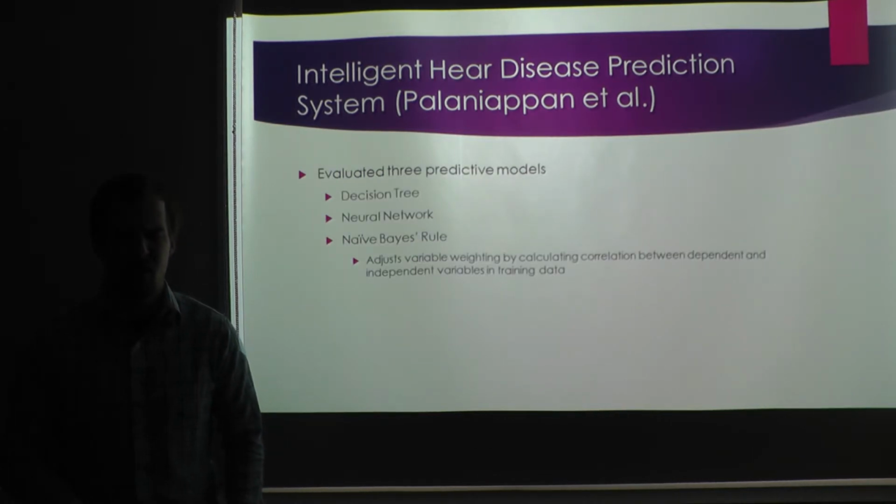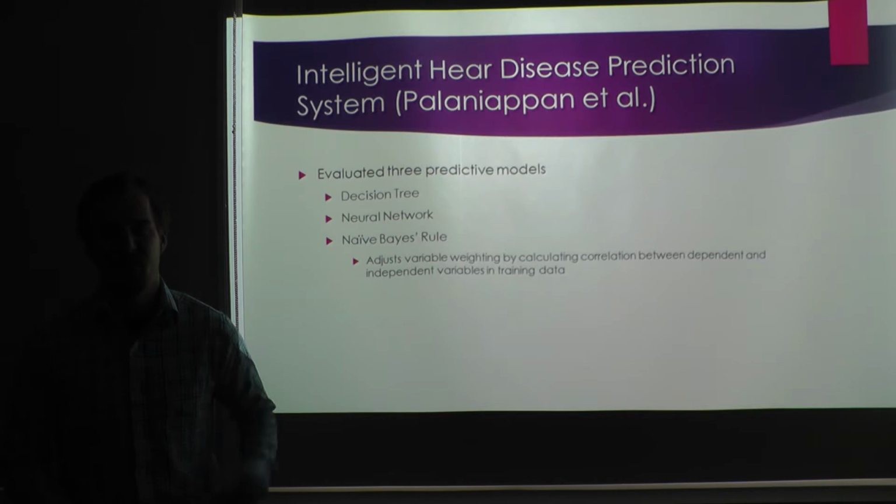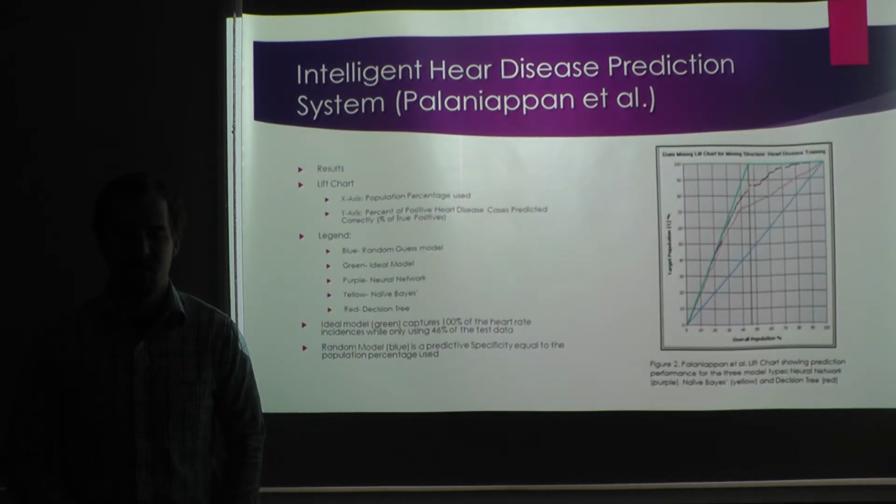So they're evaluating 3 models: a decision tree, a neural network, and a naive Bayes rule, which adjusts the variable weighting by calculating correlation between dependent and independent variables, and then reorganizes the order of analysis.